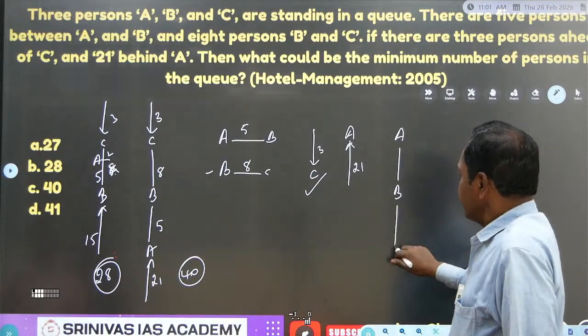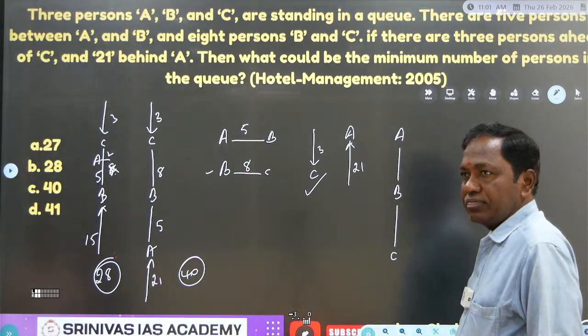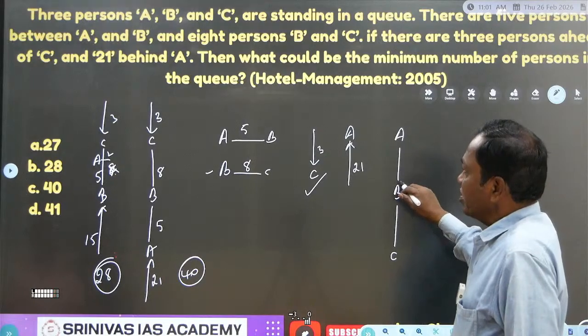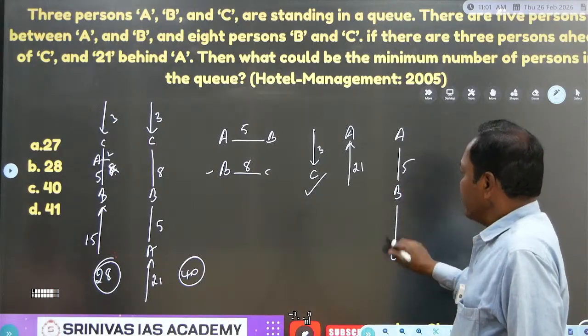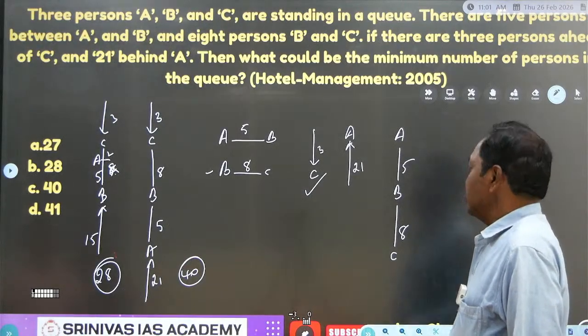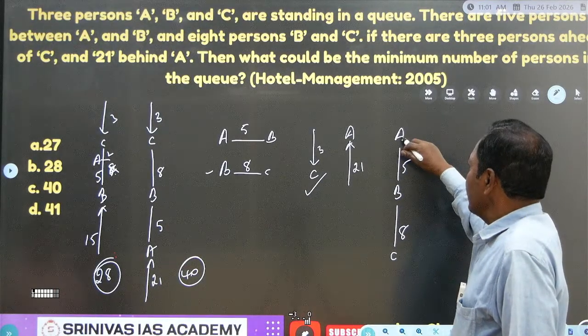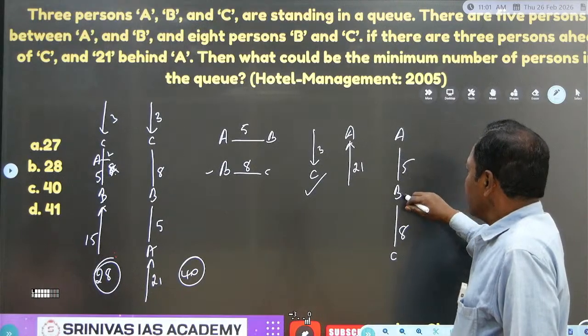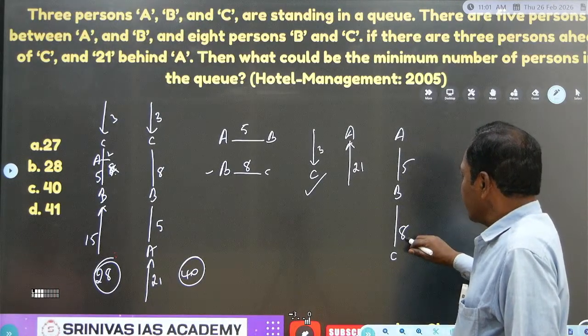Next C, 8. A and B, how many people are there? 5. 8. B and C, 8. Next, A behind 21. A behind 21. 5 plus 1, 6 plus 14.